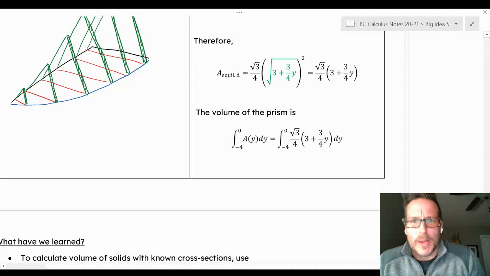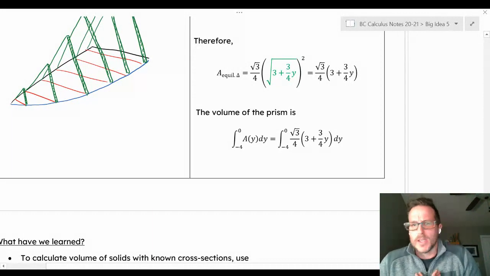You haven't seen me evaluate any of these because that's not the point. We can just use the calculator for that if we so desire. But it's the setups right now that you need to really focus on.